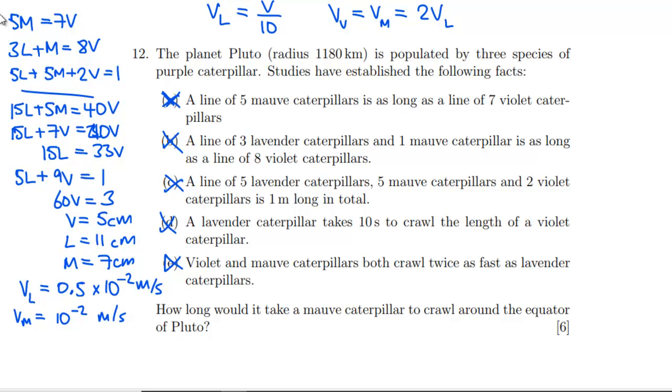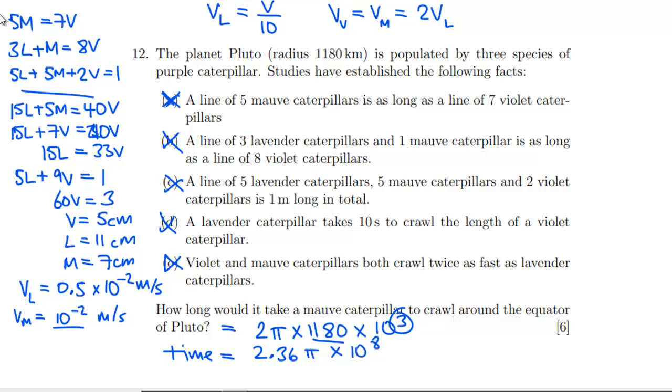We need the equator of Pluto, so that is going to be 2 times pi times our radius, so times 1180 times 10 to the 3, seeing as we're all in meters, and we need to divide that by 10 to the 2. So our time is going to be equal to, so let's double that and say 2.36 times pi times, how many tens have we got? I've just nicked 3 from here. That'll be 6, and then that'll be 8 all in all.